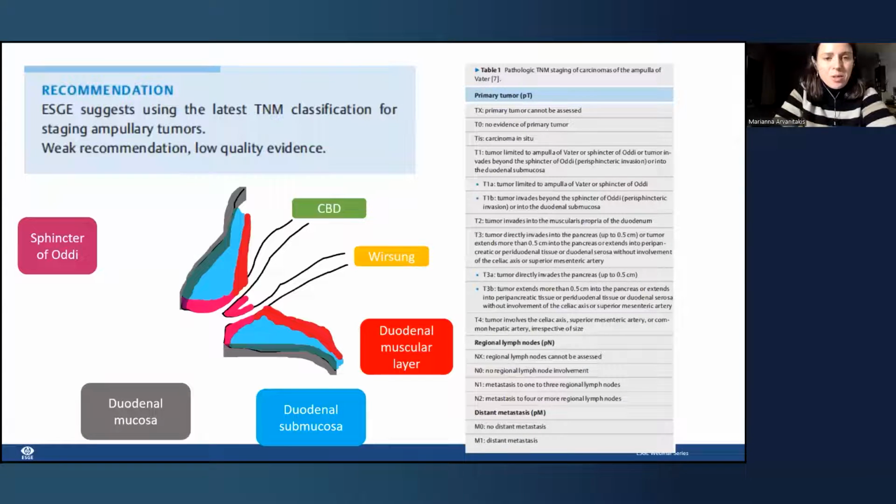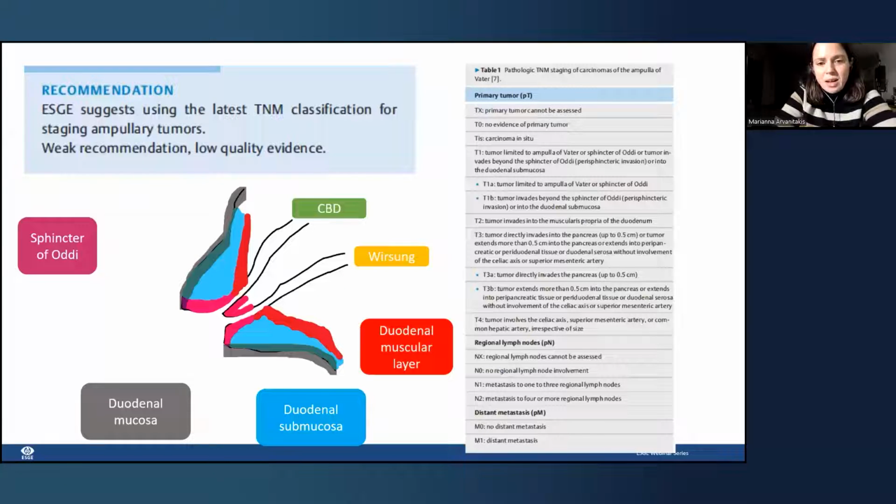So for the ampullary lesions, we talk about the latest TNM classification. Of course, this is for cancerous lesions. But what is interesting is to see the anatomy of these lesions. And when we talk about ampullectomy, what do we really talk about? When we take out a benign lesion, we usually have lesions that are really limited to the duodenal mucosa and the sphincter of Oddi.